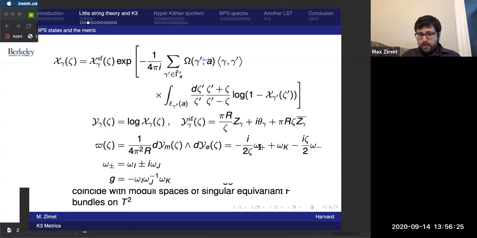Omega plus, in the canonical zeta equals 0 complex structure, is the holomorphic 2-form and omega k is the Kahler form. So this 2-form omega of zeta encodes omega I, omega J, and omega K. So that encodes the entire hyper-Kahler structure. And then from that, one can extract anything one wants just by matrix multiplication. So the metric is given by this. The complex structures are some other matrix product.